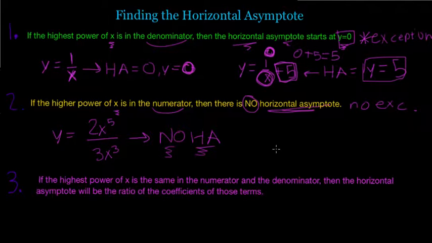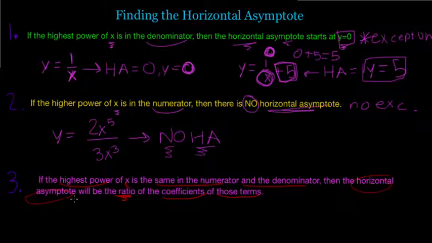Finally, the final rule is, if the highest power of x is the same in the numerator and the denominator, then the horizontal asymptote will be the ratio of the coefficients of those terms. So, if our equation is y is equal to x squared over 3x squared, then we know we need to take the ratio of the coefficients of those terms.